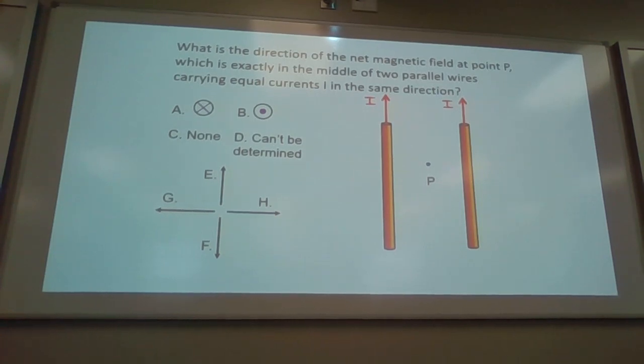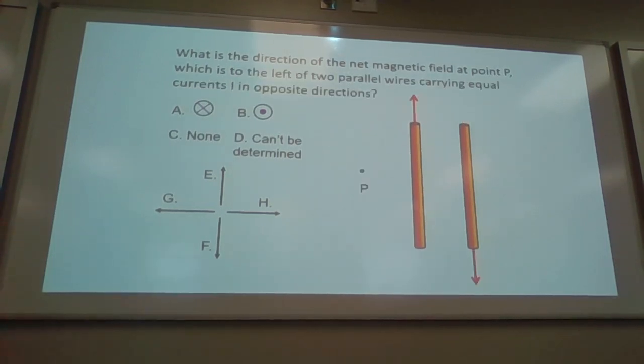Correct answer? Correct answer is C. Okay? Because they're equal distance, because they have the equal amount of current, the magnetic fields have the same strength, but they're going in opposite directions. So they cancel each other out. Next question.